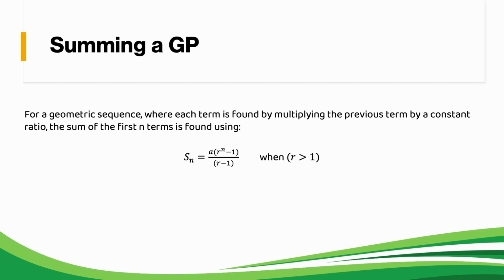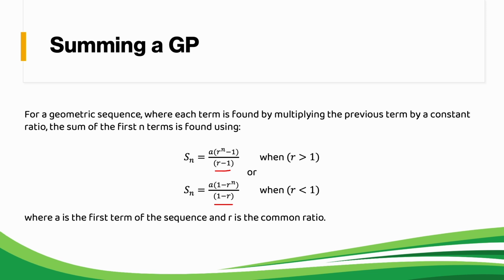These are shown here, with their only notable difference being r minus 1 in the first equation for the numerator and denominator, and 1 minus r for the second equation in the numerator and denominator. This is done to account for the common ratio when it is either greater than 1 or less than 1. As such, when dealing with problems, you must use the appropriate formula depending on the value of the common ratio.